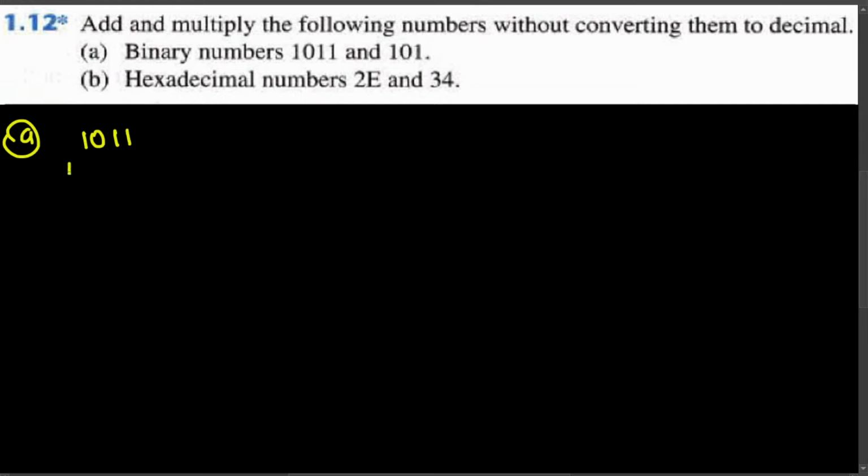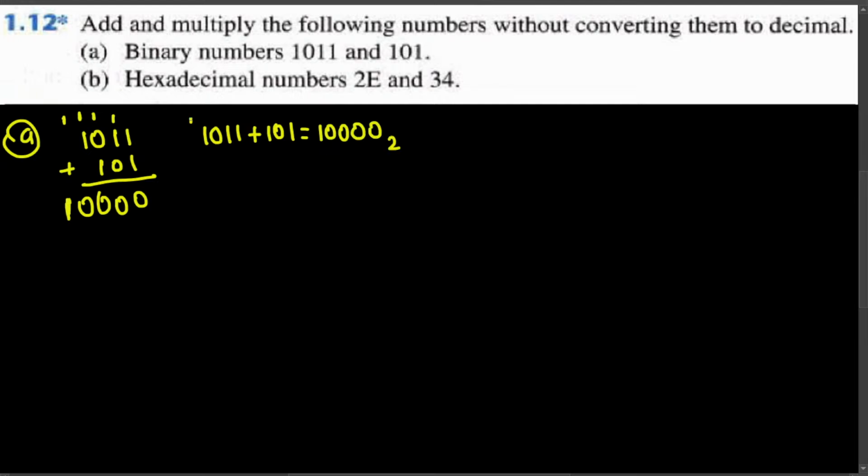1011 and, for the addition, 101. Here if I add 1 and 1, that is 0 and a carry 1, and 1 plus 1, that is 0 and a carry 1, 1 plus 1, that is 0 and a carry 1, 1 plus 1, that is 0 and a carry 1, and the carry goes here. So when we add 1011 plus 101, we get 10000 base 2, and that's the first answer for the A part.